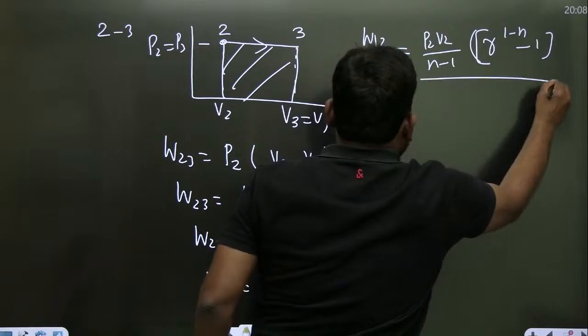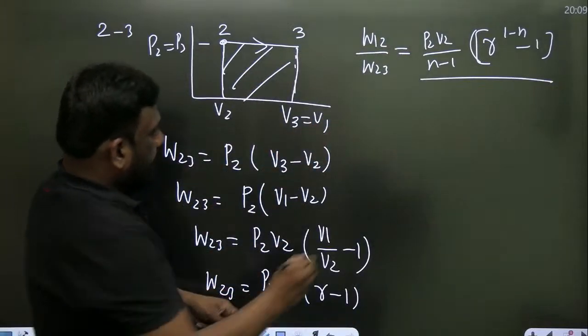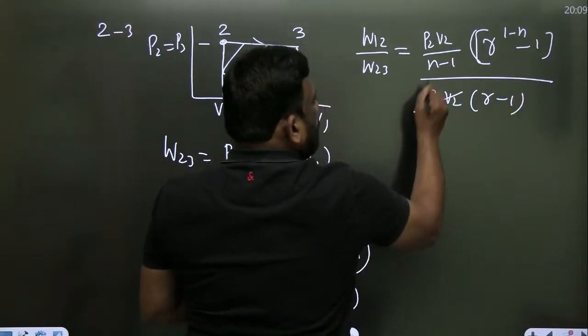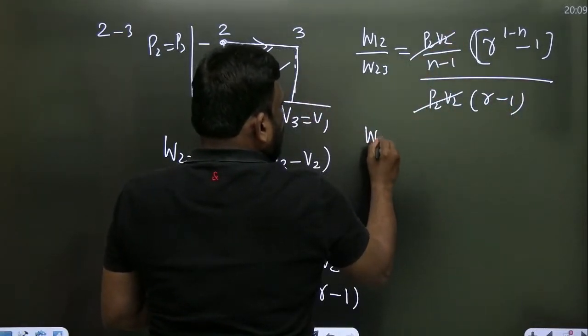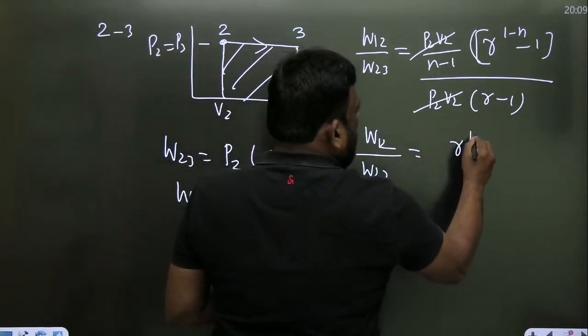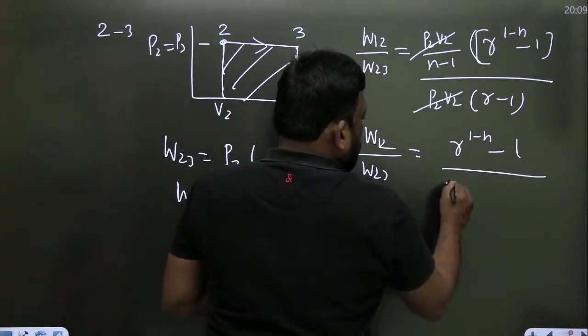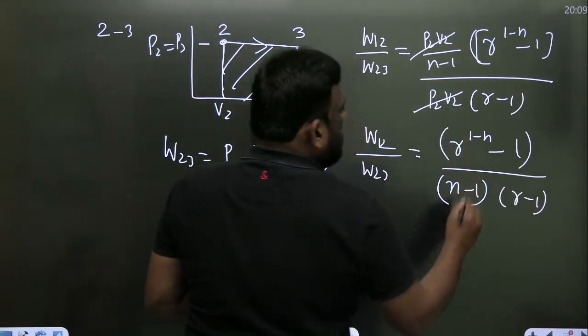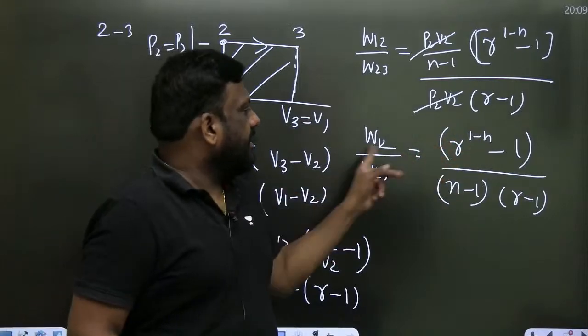Okay. By work in 2 3. What is work in 2 3? P2 V2 into R minus 1. So P2 V2 cancels. So the work ratio of 1 to 2 to 2 to 3 is given by R power 1 minus n minus 1 by n minus 1 into R minus 1. This is what was asked. But actually a minus comes because this work is negative.